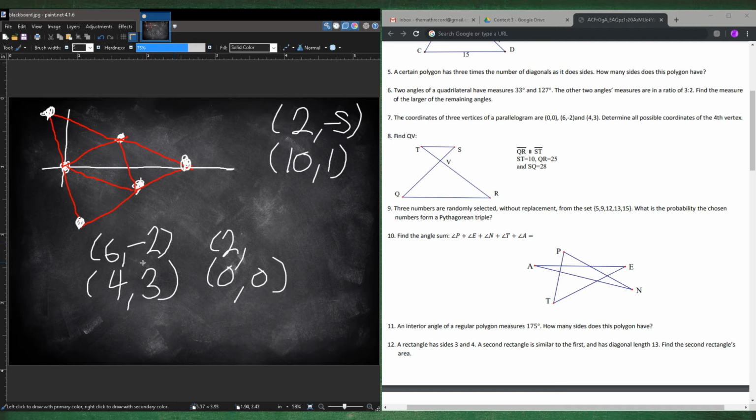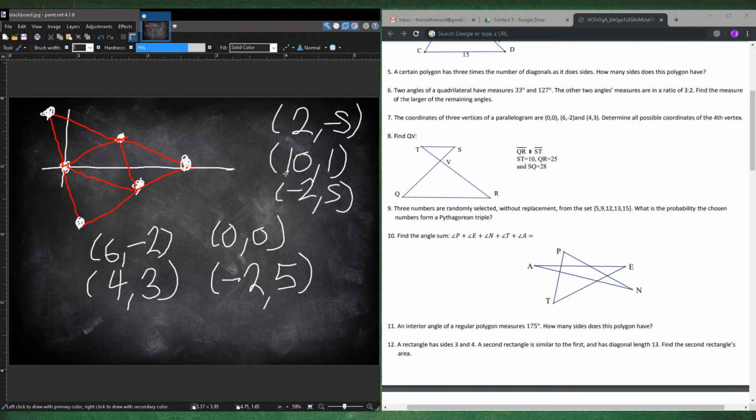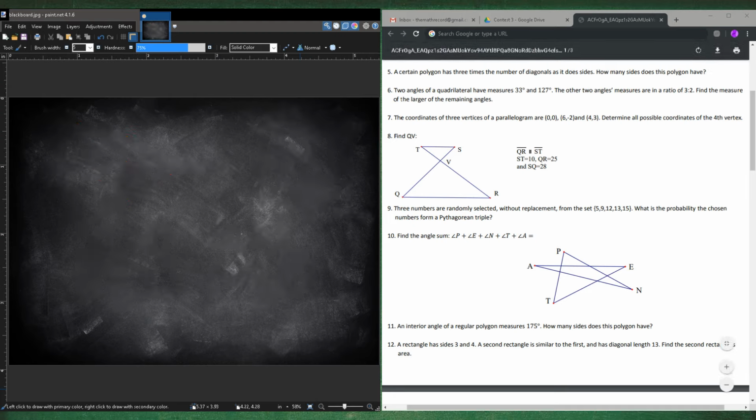Wait, sorry, I'm looking at this wrong. 0, 0. Wait, 6 to 4. Yeah, so to get from 6 to 4, you go -2, so 0 minus 2 is -2. And -2 to 3 is add 5, so 0 plus 5 is 5. So the last one is -2, 5. So these are the 3 answers: 2, -5, 10, 1, and -2, 5. Basically it just makes a picture when you have these types of questions.